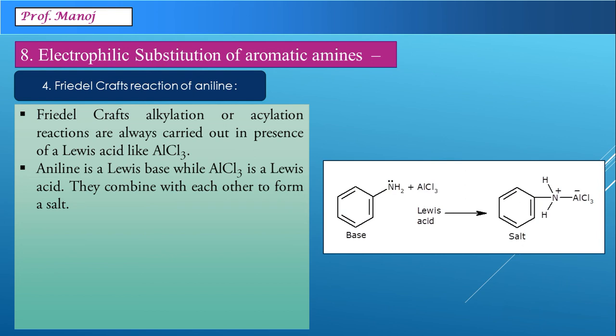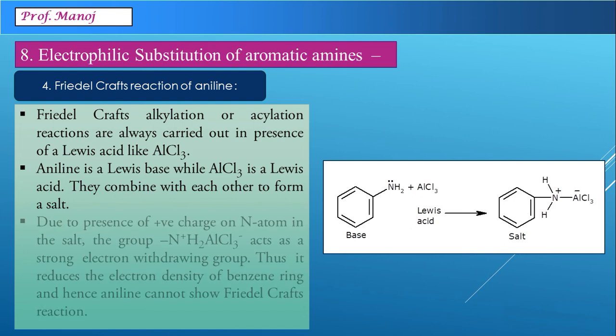So, when we try to carry out the Friedel-Crafts reaction, the catalyst itself reacts with aniline. It produces a very reactive group called NH2AlCl3. This group is a strong electron withdrawing group. It reduces the electron density on the benzene ring, and hence aniline cannot show the Friedel-Crafts reaction.